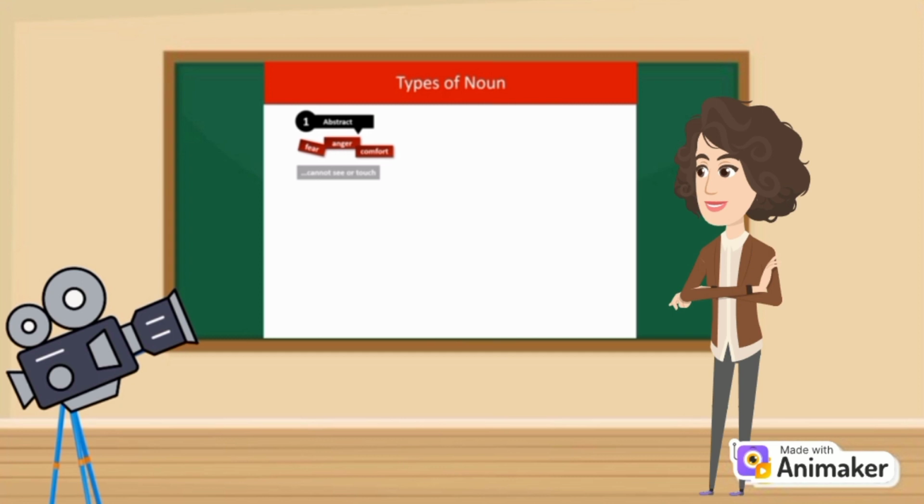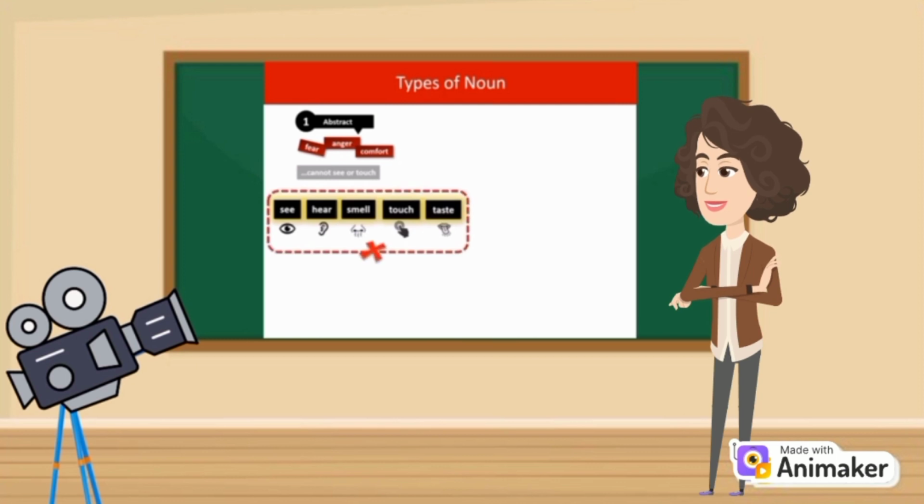You can't see them, you can't hear them, smell them, touch them, or taste them. If you can't sense them with one of your senses, it's an abstract noun. So examples might be bravery. You can't see bravery or hear it or smell it or touch it or taste it. Or health, freedom. Let's just get rid of those. Because number 2 is concrete nouns.